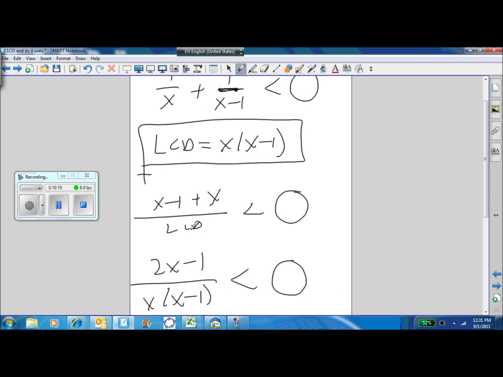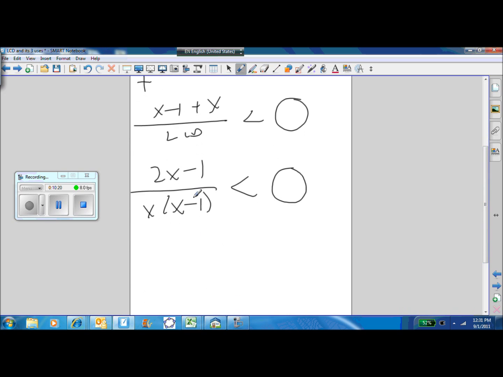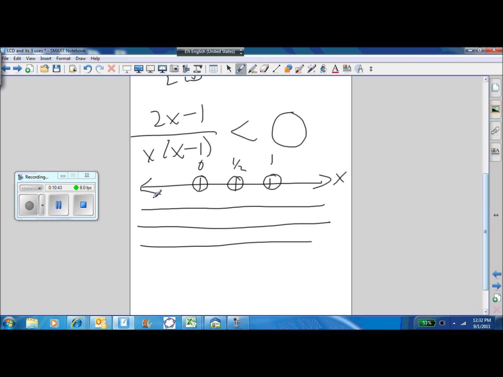So you have x minus 1 plus x over LCD, so that's 2x minus 1 over x times x minus 1. And now you can go through and look at your factors chart to see how this works, to see when it's positive and negative. The critical numbers are 0, 1, and a half, because those are the numbers that will make the whole expression equal to 0. They're not actually part of our solution. And now you could just test a point in each section. I'm going to do this by binomial factors. That is looking at 2x minus 1, x and x minus 1, and what happens with each of those as we go along the number line.